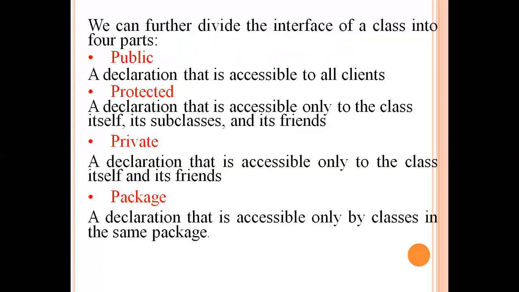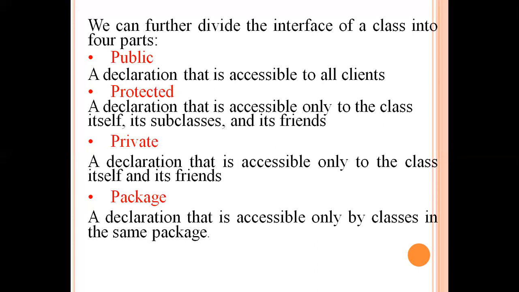So next one, you can divide the interface of the class into four parts. First part is public, second part protected, third part private, and fourth one package. That is, there are four types of interfaces to the class. The first one is public. Already you know the public. A public is a declaration that is accessible to all clients. Suppose if any variable is declared in the class, it can be accessed by all the other classes, that is all outside the classes, if your variable is declared as public.